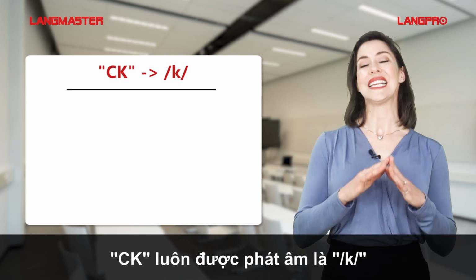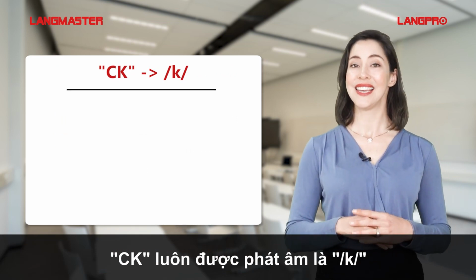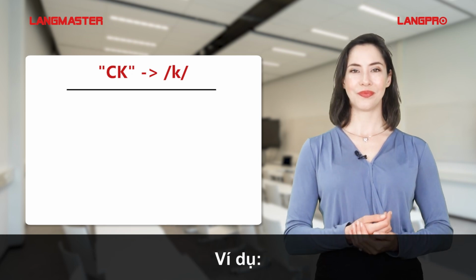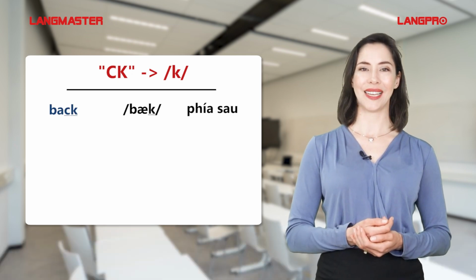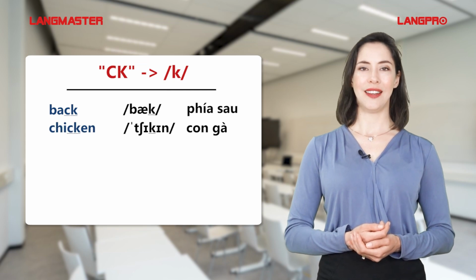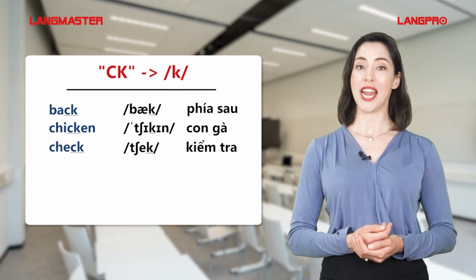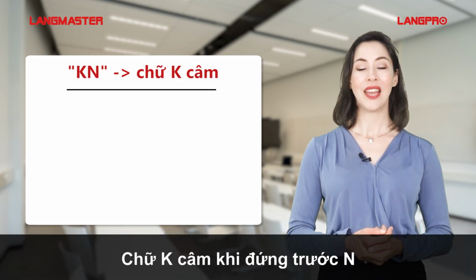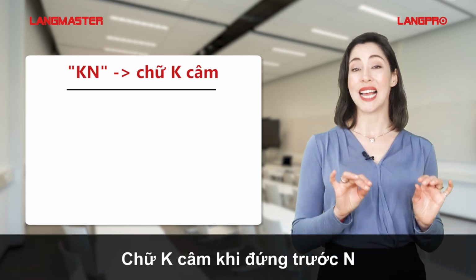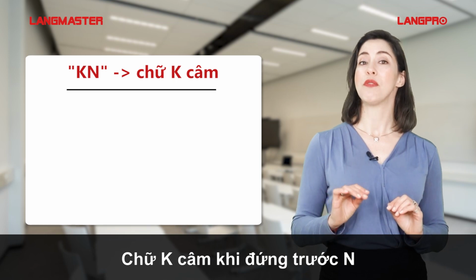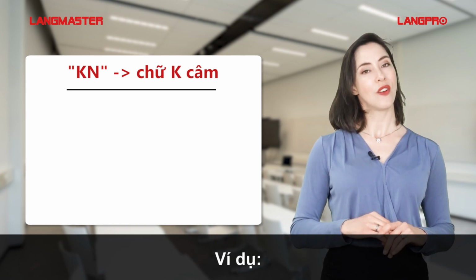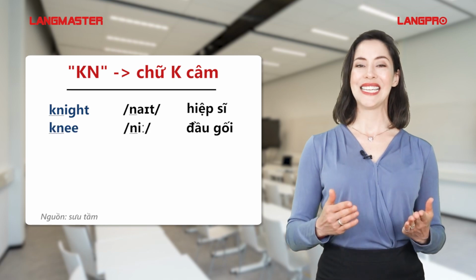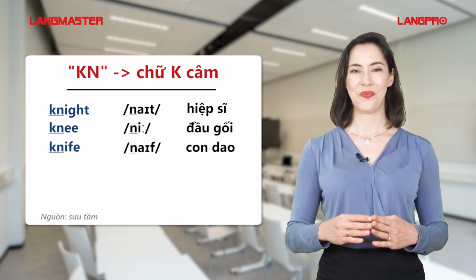The CK is always pronounced as /k/. For example, back, chicken, check, bucket. The letter K is silent if it comes before N. For example, knight, knee, knife.